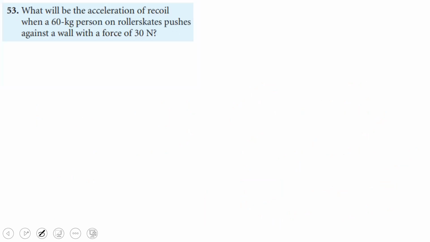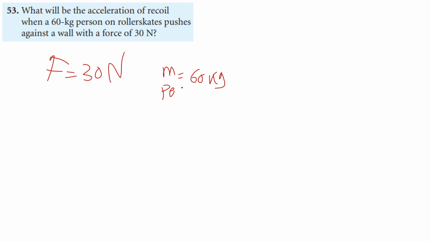Okay, now here. What will be the acceleration of recoil when a 60 kilogram person on roller skates pushes against a wall with a force of 30 Newton? They asked me about the acceleration. Here, the force is 30 Newton. The mass is 60 kilogram. There's a person here, his mass is 60 kilogram, on roller skates, pushing a wall with a force of 30 Newton. What will be the acceleration? So it's 30 Newton over the mass, 60 kilograms.